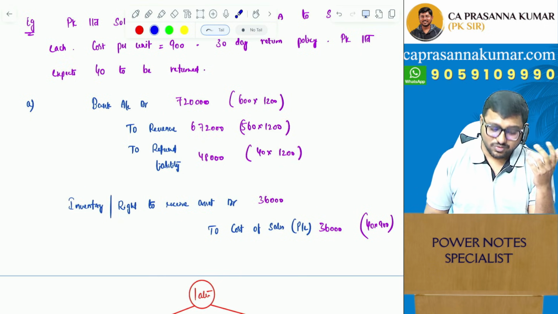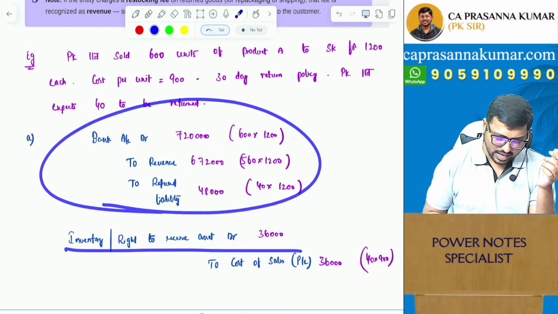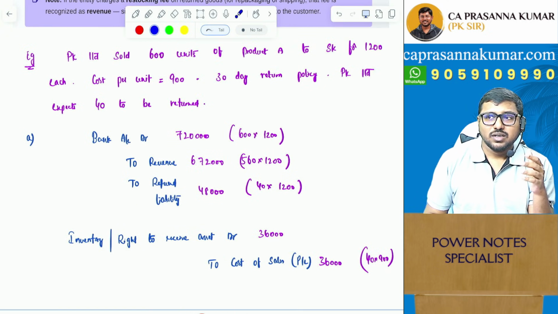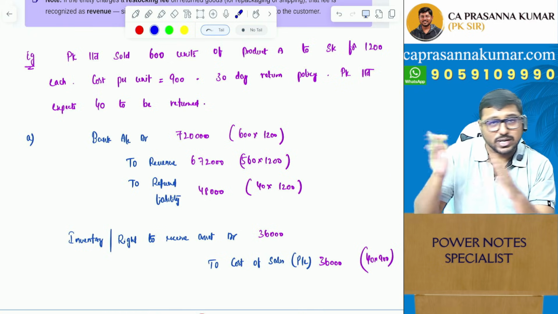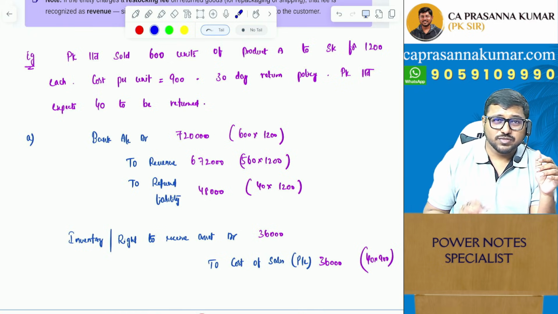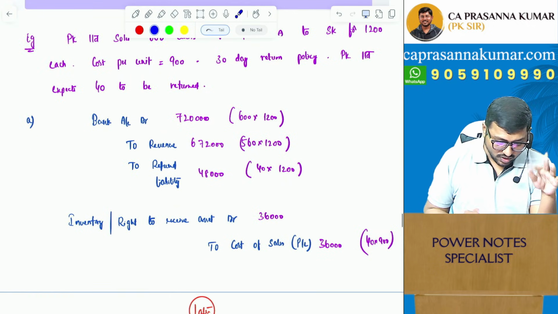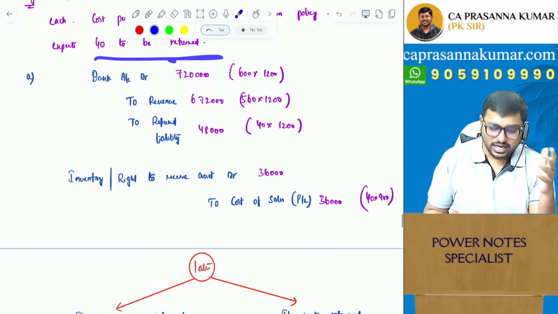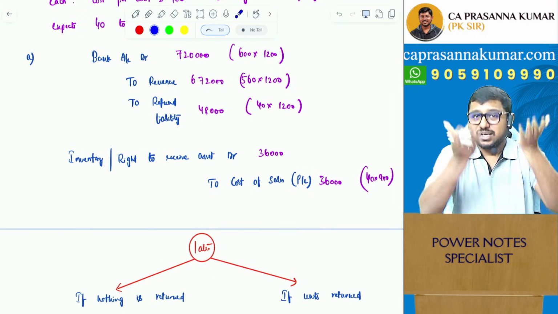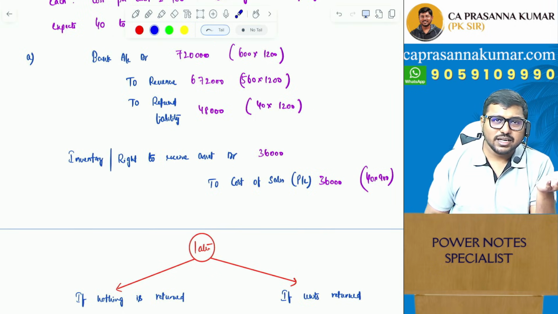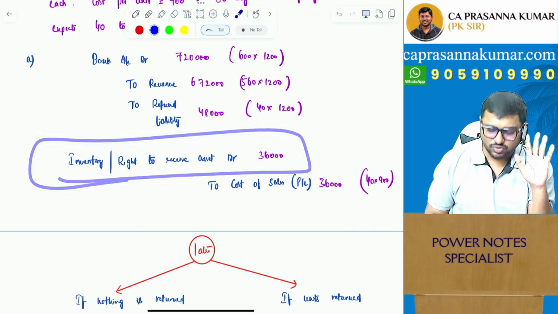Now you can ask me, sir, why are you recognizing the asset right now? Because the moment when the sale did happen, I'll be reducing the inventory stock, because 600 units has left my godown and went out. To the extent of 600 units, I would have reduced the inventory. You understand the point? Now, because I'm expecting 40 units to be returned, to that extent, I have to increase. I have to make sure that that much of inventory will increase. That much of asset I need to recognize. You understand what I'm trying to say? So therefore, I'm recognizing the asset to that particular extent.